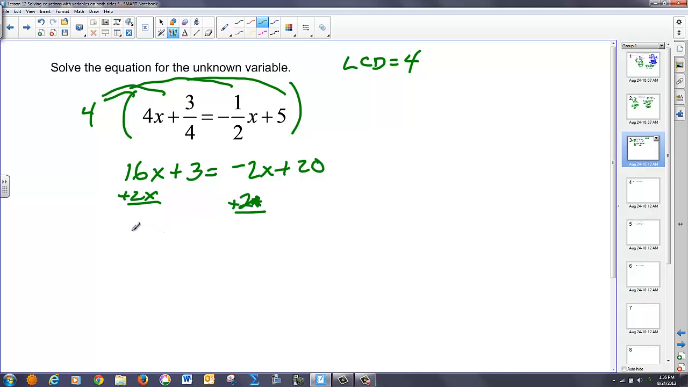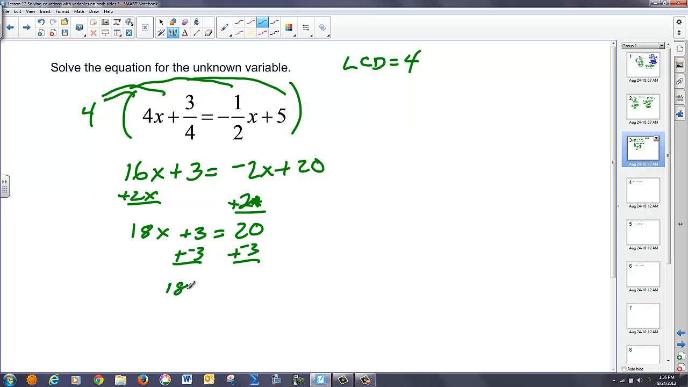When I do that, I get 18x plus 3 is equal to, that's 0, plus 20 is 20. That's adding 3. Since this is positive, I'll subtract 3 from both sides, or I could add a negative 3. It doesn't matter. Just be somewhat consistent.